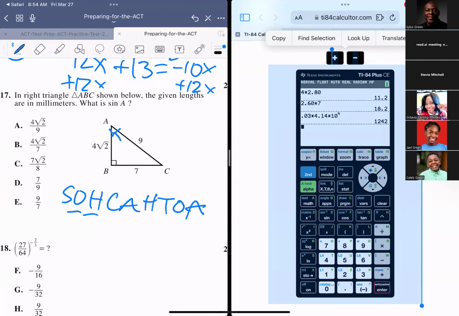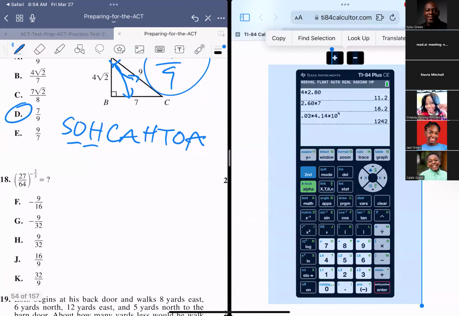So the opposite of A is 7. The hypotenuse of A is 9. The hypotenuse stays the same for both of them. So 7 over 9, that would be sine A. So that's 7 over 9.